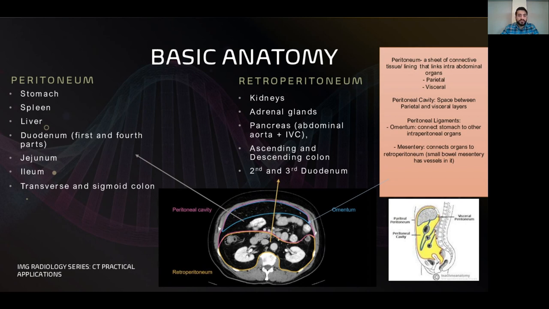We also have peritoneal ligaments, which are essentially extensions of the peritoneum, and they connect to different organs. So you've got the omentum and the mesentery. And clinically, that's important because when you're looking at a scan, there may be things that you want to comment on with those particular ligaments.